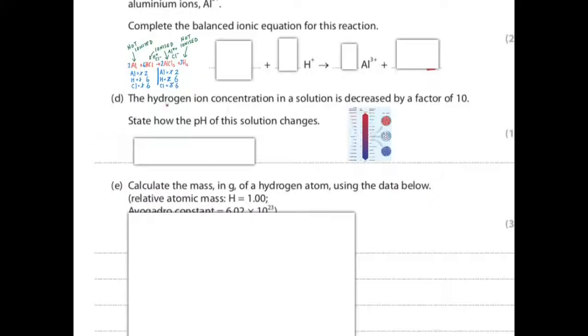So the numbers have come from here, but the only thing that makes this more confusing is the absence of chlorine. The hydrogen ion concentration in a solution is decreased by a factor of 10. State how the pH of this solution changes.